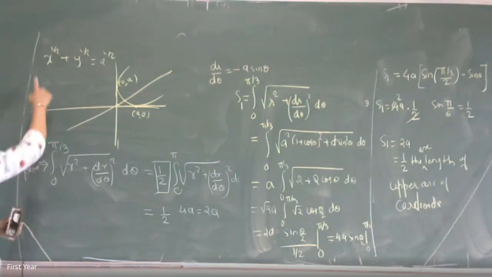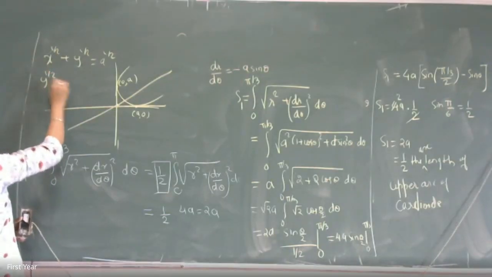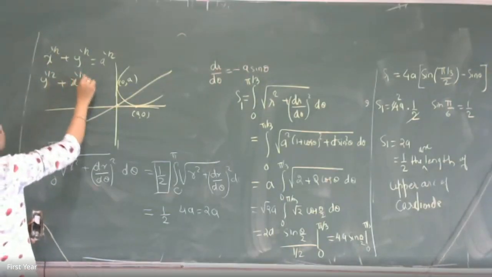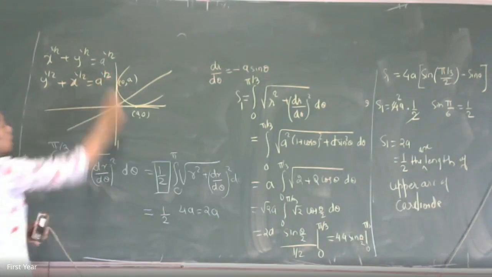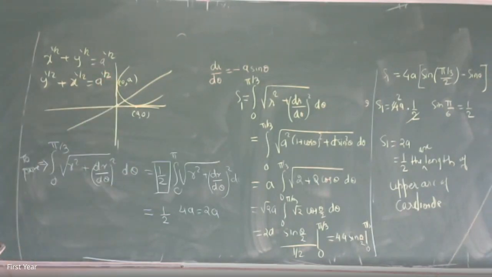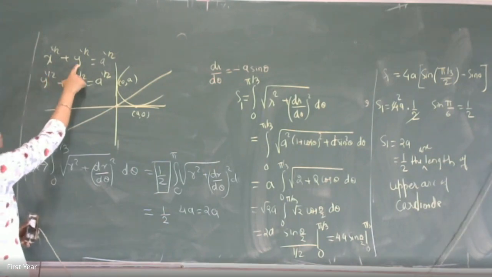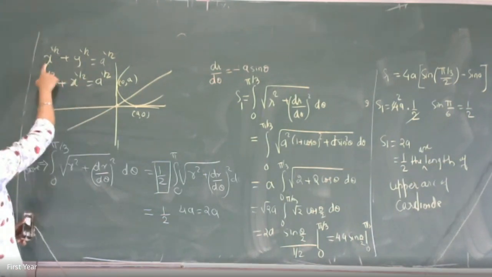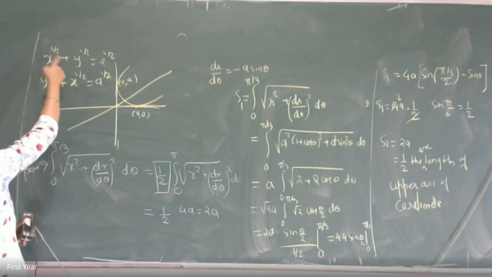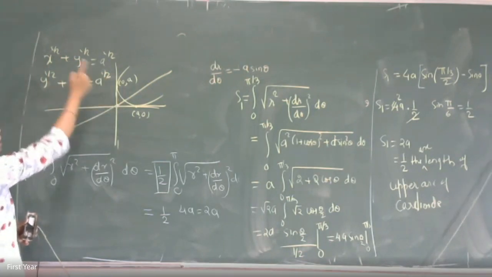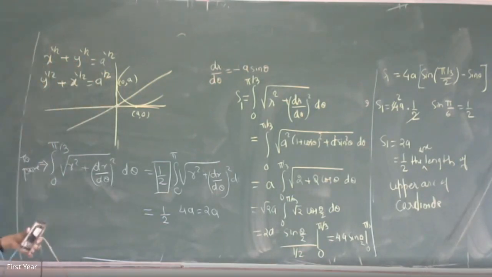Okay, but यहाँ पे जब आप x को y से रिप्लेस करोगे और y को x से रिप्लेस करोगे, your equation is remaining same. That the curve is symmetric about y is equal to x. Okay, it is not symmetric about x axis क्योंकि y के पावर इवन नहीं है. It is not symmetric about y axis because x की पावर इवन नहीं है. So the question of symmetry about both the axes does not come in.